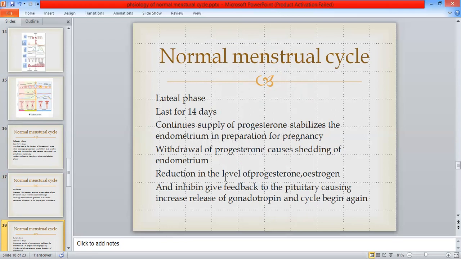Reduction in the levels of progesterone, estrogen, and inhibin gives feedback to the pituitary, causing increased release of gonadotropin, and cycling begins again. Meaning, when the luteal phase is finished, progesterone, estrogen, and inhibin all decrease. When these decrease, they give feedback to the pituitary gland to start production of gonadotropin again, and so the cycle begins again.